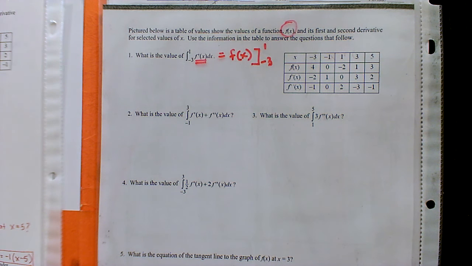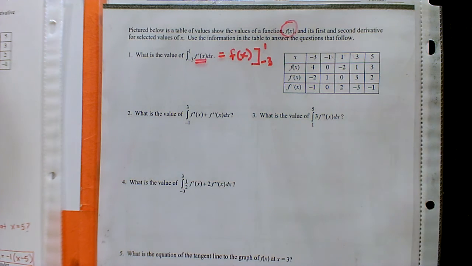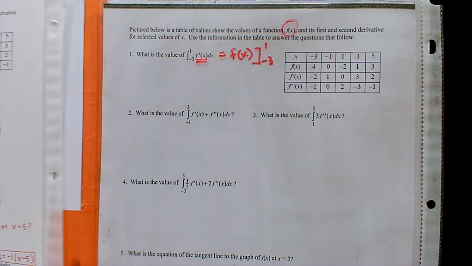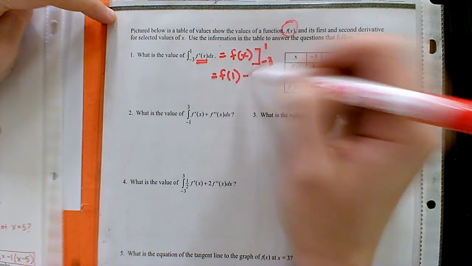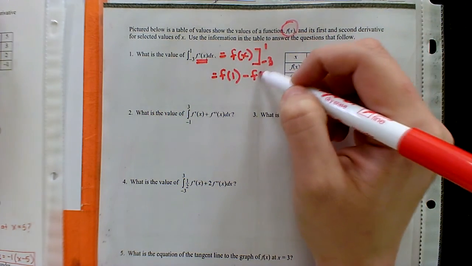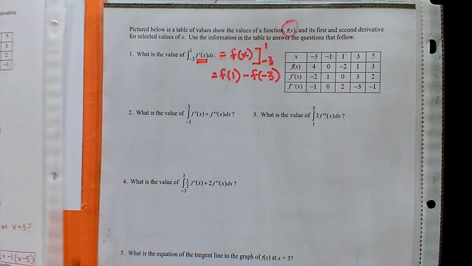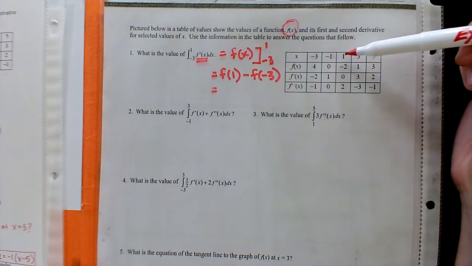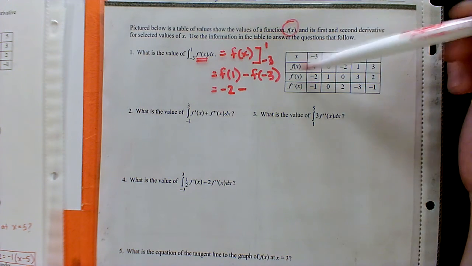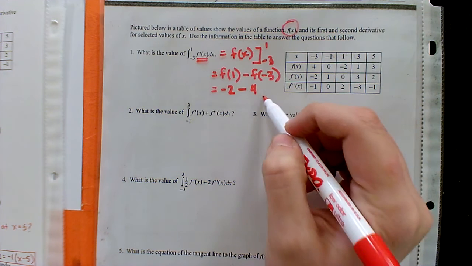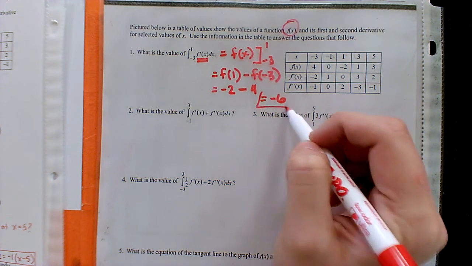So we worked backwards from the function. We're now going to evaluate it at the bounds. Which bound do we plug in first? The top. So this is going to be f of 1, and then we have to subtract what we get when we plug in the bottom, which would be f of -3. Do we have those values available to us? Yes, because we have a table. Let's see, f of 1 is -2, and now we have to subtract f of -3, which is 4. So overall, we'll get -6.